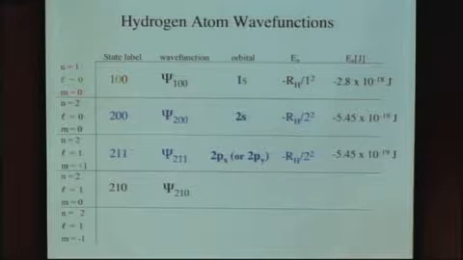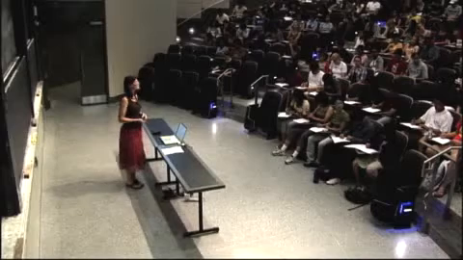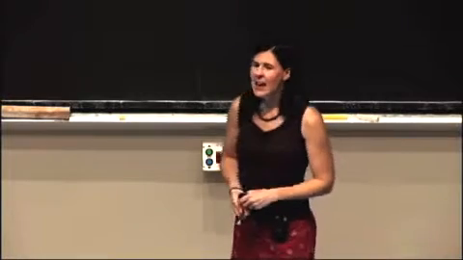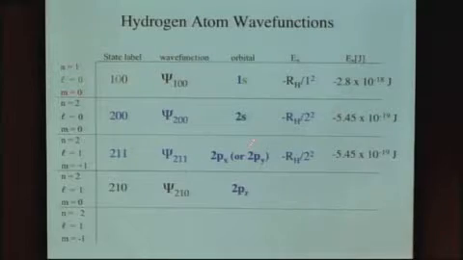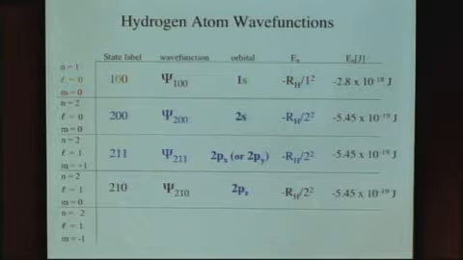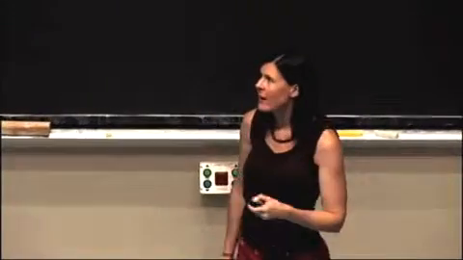Then we can also talk about the 210 state function, which would be psi 210. What is this orbital? Yep, and there's only one correct answer here, which is 2pz. Is the energy going to be the same or different as up here? It's going to be the same energy. Again, the reason for that is because the energy only depends on the n value here. It doesn't depend on L or on M.